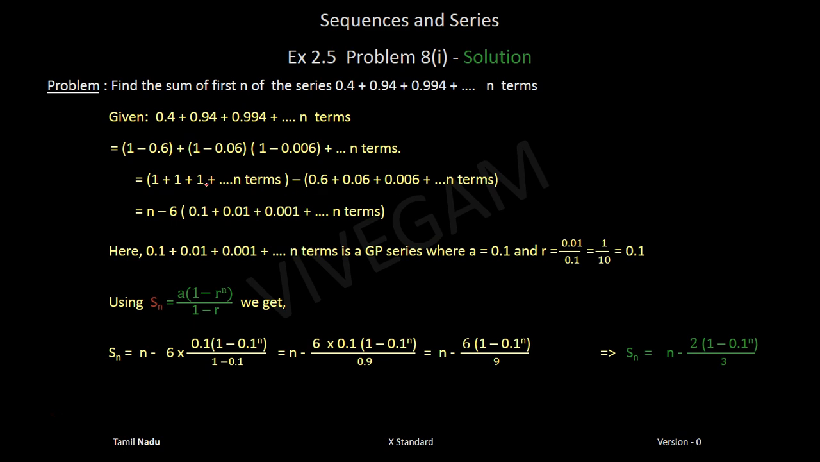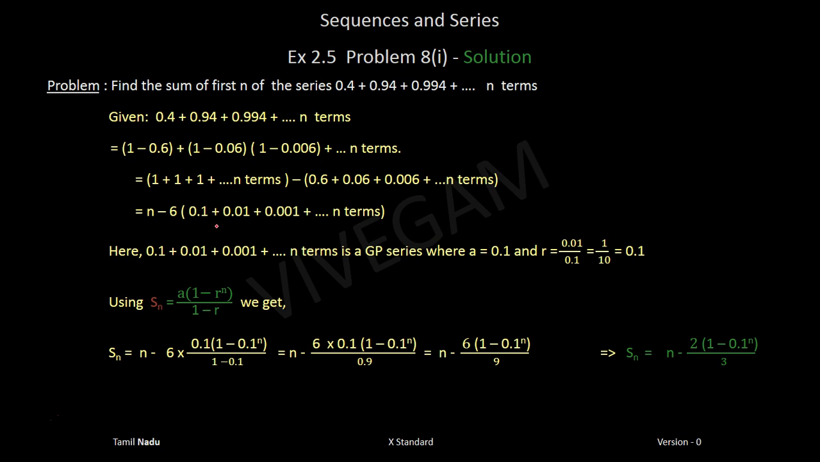This is 1 plus 1 plus 1 to n terms, which is n, right? As I told you earlier, 1 plus 1 plus 1, if you have 10 terms, what is the sum? 10, right? If you have n, it is n. Now you see, if you take 6 commonly out, this will become 0.1, 0.01, 0.001. What is this? This is another GP with a equal to 0.1 and the common ratio is 0.1 again. 0.1 into 0.1 is 0.01. 0.01 into 0.1 is 0.001.